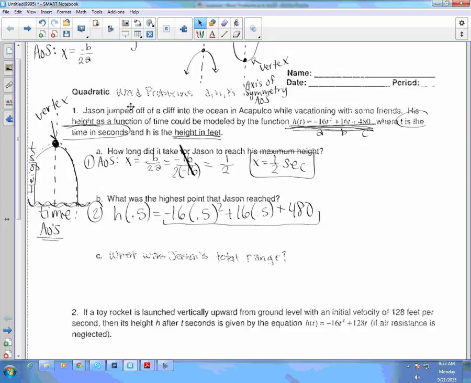Let's try this again. Everyone needs a calculator. Type in negative. Negative is different than subtraction. Negative is down by the decimal. Type in negative 16 parentheses 0.5, and close the parentheses before you square it. This tells us how high Jason is after half a second.